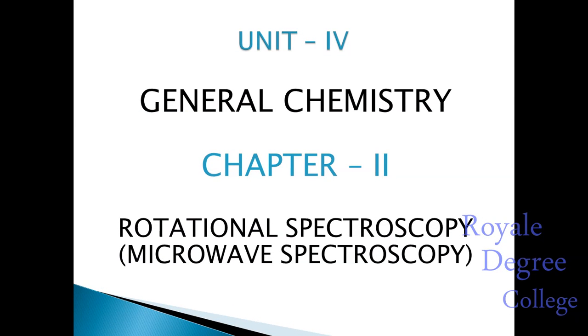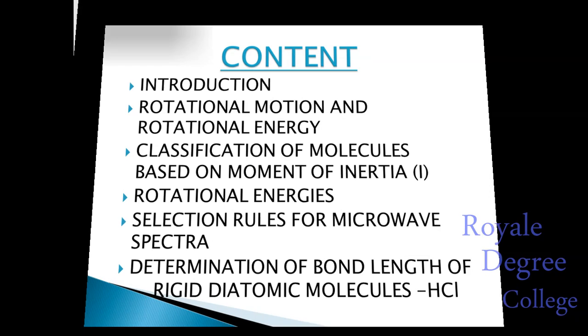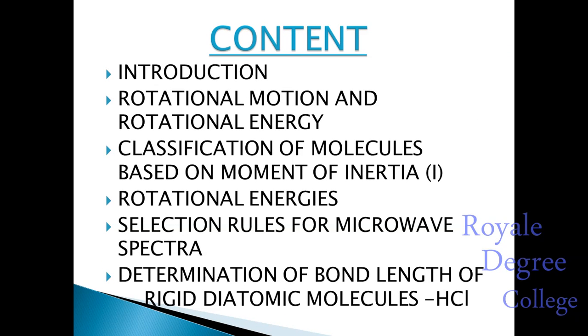As we are dealing with Unit 4 General Chemistry, today we'll see Chapter 2 Rotational Spectroscopy, that is nothing but microwave spectroscopy. In that we'll study about introduction, rotational motion and rotational energy, classification of molecules based on moment of inertia, rotational energies, selection rule for microwave spectra, and determination of bond length of rigid diatomic molecule HCl.